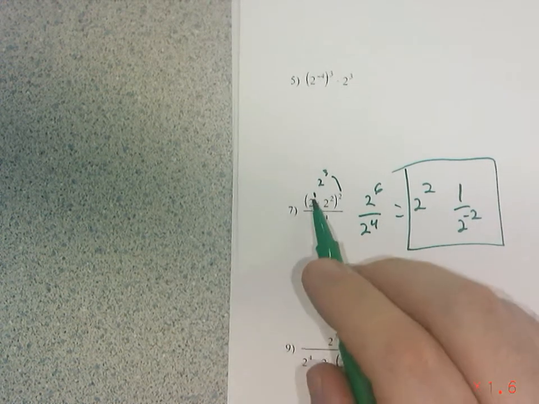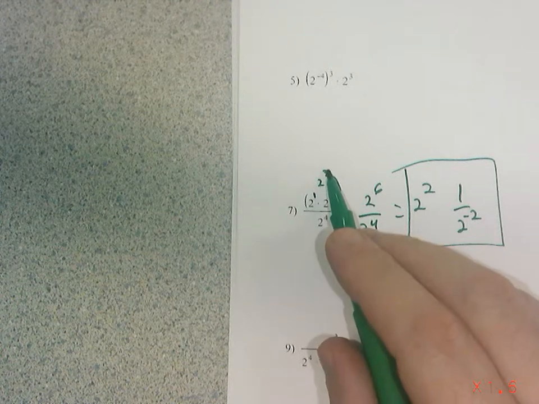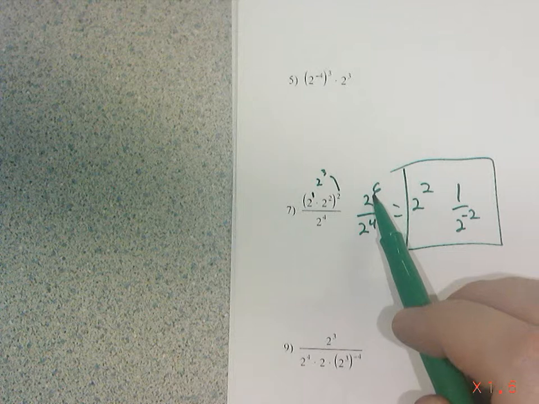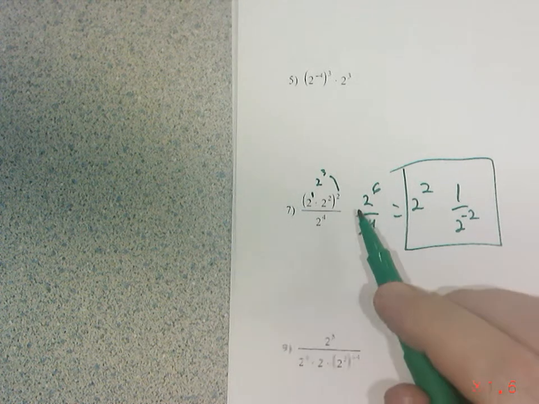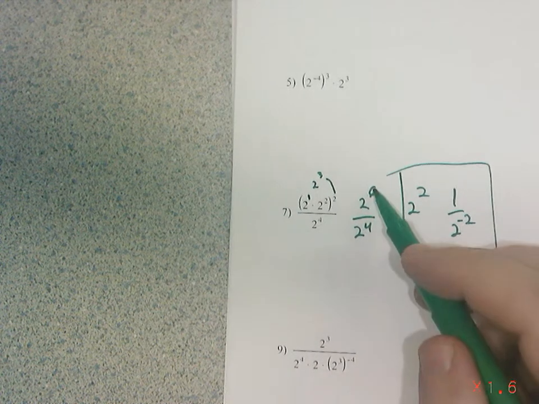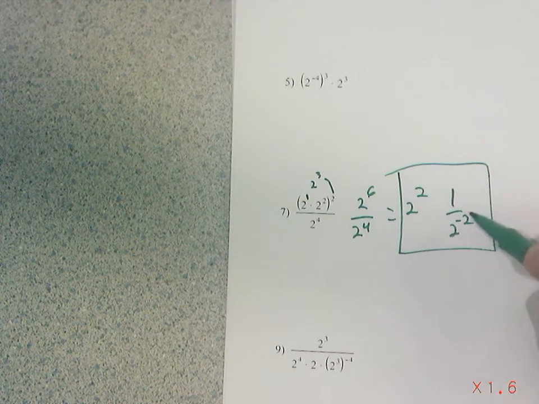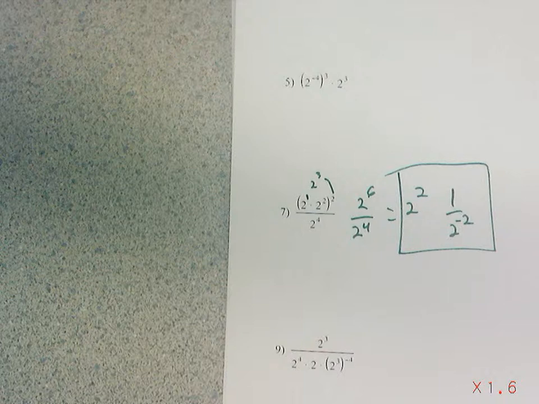So again, all I did here is I added the exponents. I got 2 to the third. Then I multiplied the 3 with the 2 to get 2 to the 6. And then I rewrote it here. So 2 to the 6 over 2 to the fourth. And then I subtracted. 6 minus 4 is 2. And then I moved the 2 downstairs to get the negative exponent.